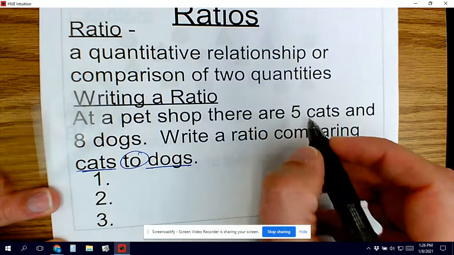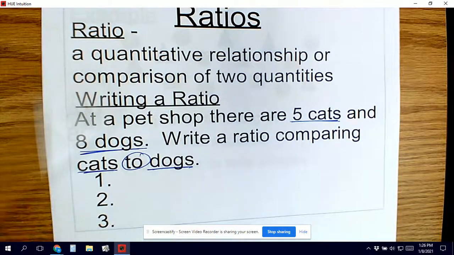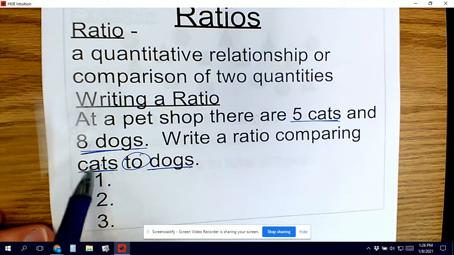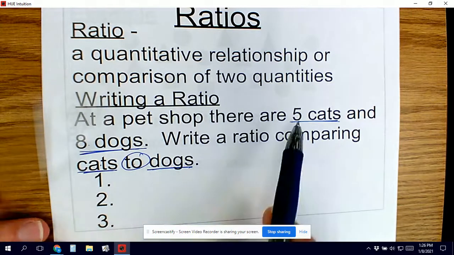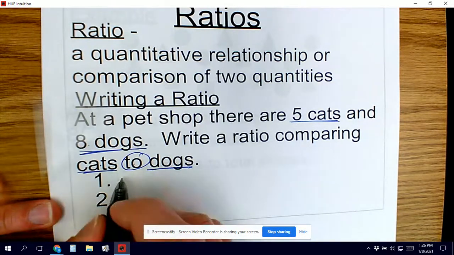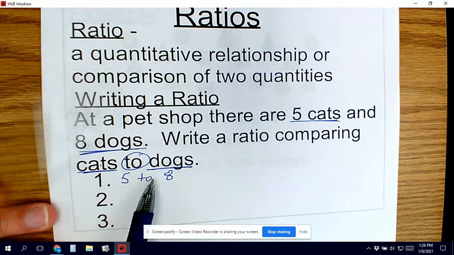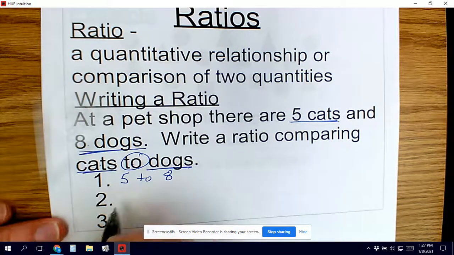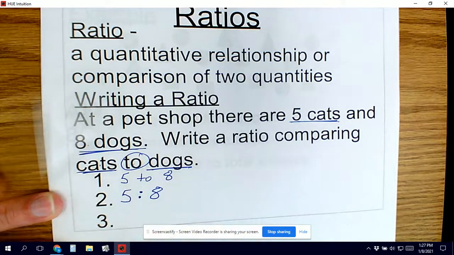So at our pet shop, there are 5 cats and 8 dogs. So my ratio of cats to dogs will be 5 to 8. And we're going to show 3 different ways we can write that ratio. The first way to write 5 to 8 is just the word "to": 5 cats to 8 dogs. The second option for writing a ratio is to use a colon to separate the two quantities. So 5, and then this double dot, with an 8. You'd still read it the same way.